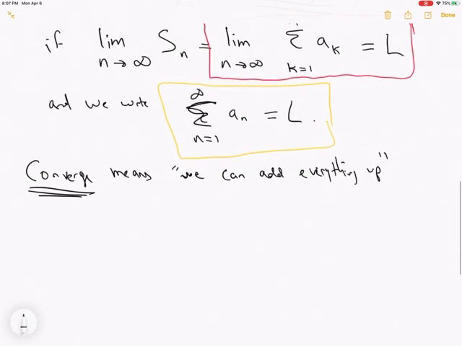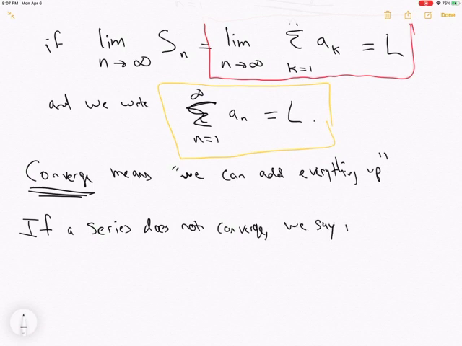A series converges, and otherwise, if a series does not converge, then we say it diverges. So these are exclusive conditions. Either the series converges or it diverges. And so later on we'll talk about how we determine if a series converges or diverges.